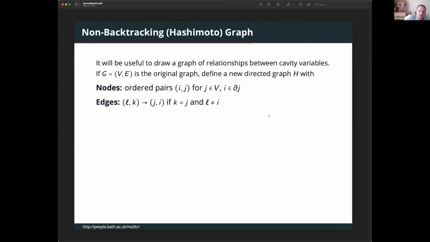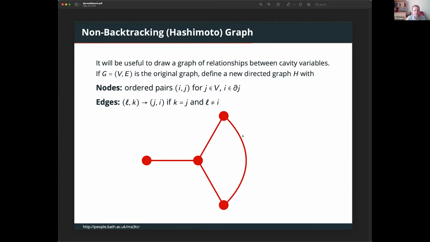Now, in order to do this iteration, I'm going to have to introduce another network object, which turns out already exists in the literature. It's something called a non-backtracking graph, or a Hashimoto graph, because it showed up in number theory back in the early 90s, and then was kind of rediscovered in this network setting quite recently. This is the graph that describes the relationships between the messages in this message passing process. So its nodes are ordered pairs of nodes in the underlying graph, and its edges: I draw an edge between the pair LK to the pair JI if K is J and L is not I. Now, usually when something like this crops up, I try and draw a picture so I can understand it better. But actually, that's not very helpful in this case, as you'll see.